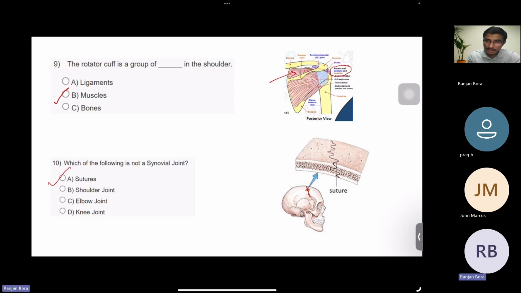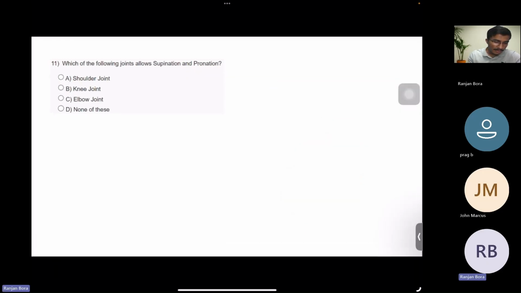So sutures means the joint which is present in the skull. It connects these two bones of the skull. And which of the following joints allows supination and pronation?